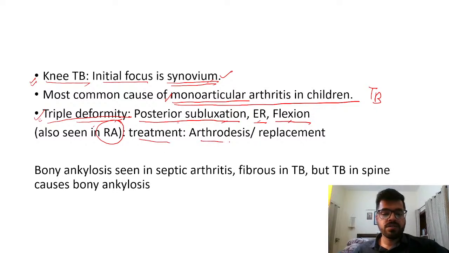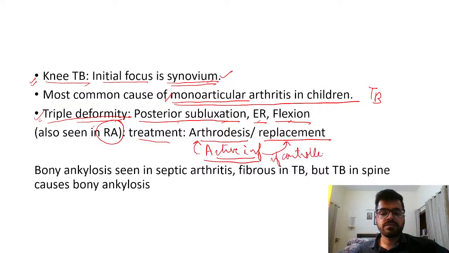Treatment is arthrodesis or replacement depending on whether there is any active infection. If active infection is there, then we have to go for arthrodesis. If the infection is controlled, then we can go for replacement. So triple deformity, posterior subluxation, external rotation and flexion of knee joint is seen in TB and rheumatoid arthritis.